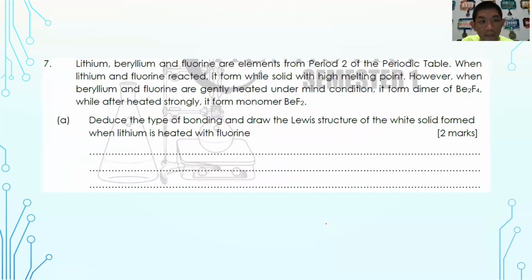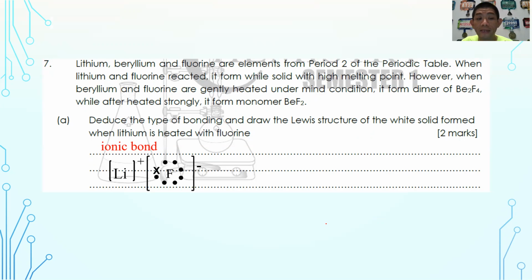Finally, we go to question number 7. Lithium, beryllium, and fluorine are elements from period 2 in the periodic table. Lithium and fluorine reacted. It formed white solid with high melting point. However, when beryllium and fluorine are gently heated under mild condition, it forms a dimer of Be2F4, while after heating strongly, it becomes a monomer of BeF2. So A, deduce the type of bonding and draw the Lewis structure of the white solid formed when lithium is heated with fluorine. So here you have to draw the structure.